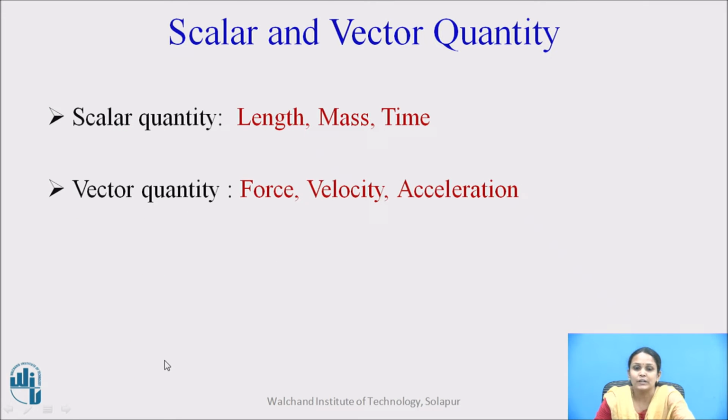Now, in engineering mechanics, we have terms like mass, length, time, force, velocity and acceleration. All these quantities are classified as scalar quantities as well as vector quantities. So what is meant by a scalar quantity? Quantities which have only magnitude, no direction, are called scalar quantities. Examples are length, mass and time. For a vector quantity, we consider the magnitude as well as the direction. For example, force is expressed in terms of magnitude and direction.